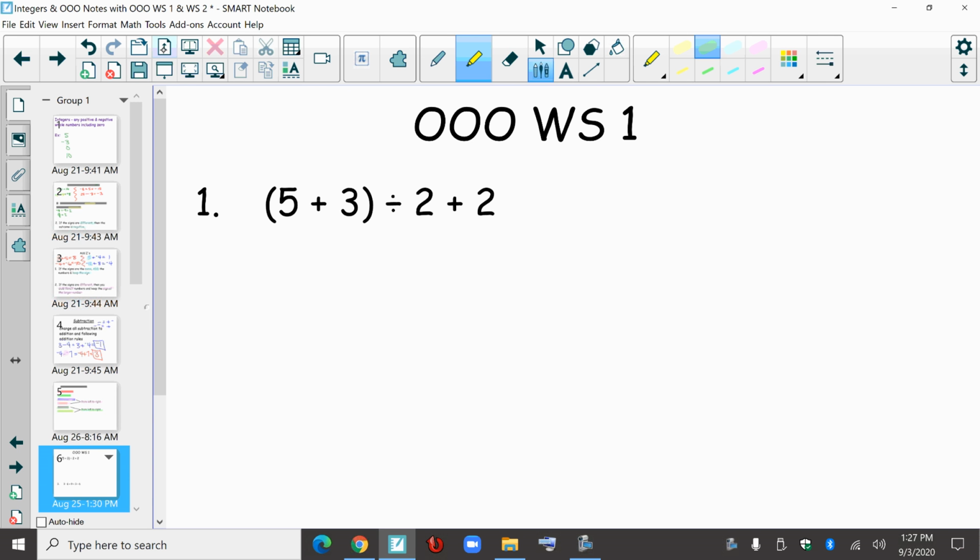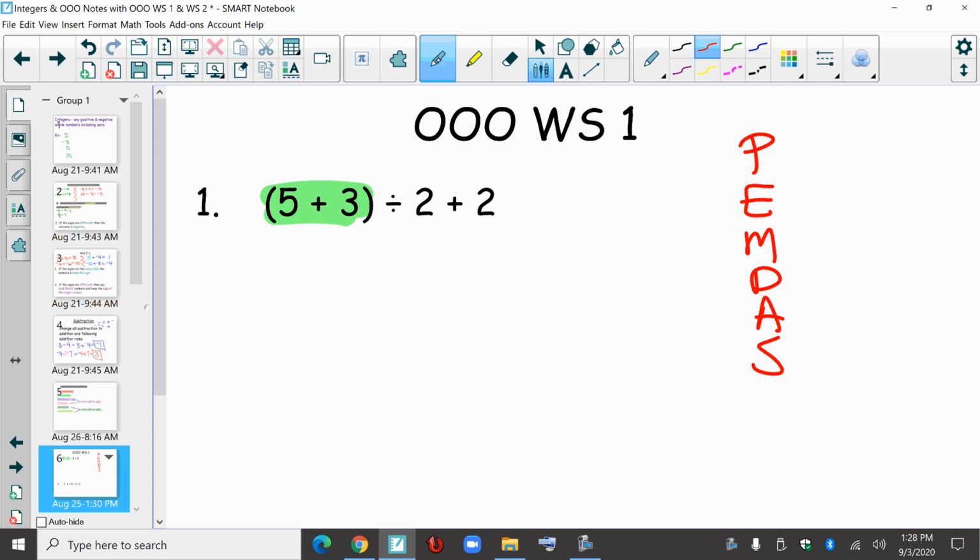Now, PEMDAS, please excuse my dear Aunt Sally, says that we need to do parentheses first. So my parentheses right here is what I'm going to be working on first. So what is 5 plus 3? That is 8, and I just recopy everything to the right. Then I have no parentheses, I have no exponents, so I go ahead and I check both of those off.